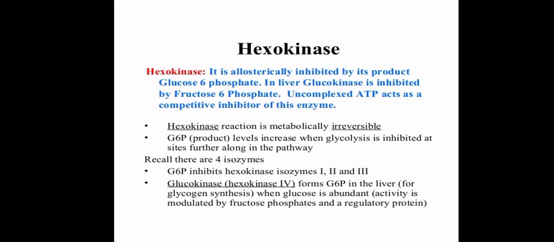In the liver, another form of hexokinase is there, that is known as glucokinase. In the liver, the glucokinase is inhibited by fructose 6 phosphate. In the liver, its product is fructose 6 phosphate. Now this fructose 6 phosphate allosterically inhibits the glucokinase in the liver.